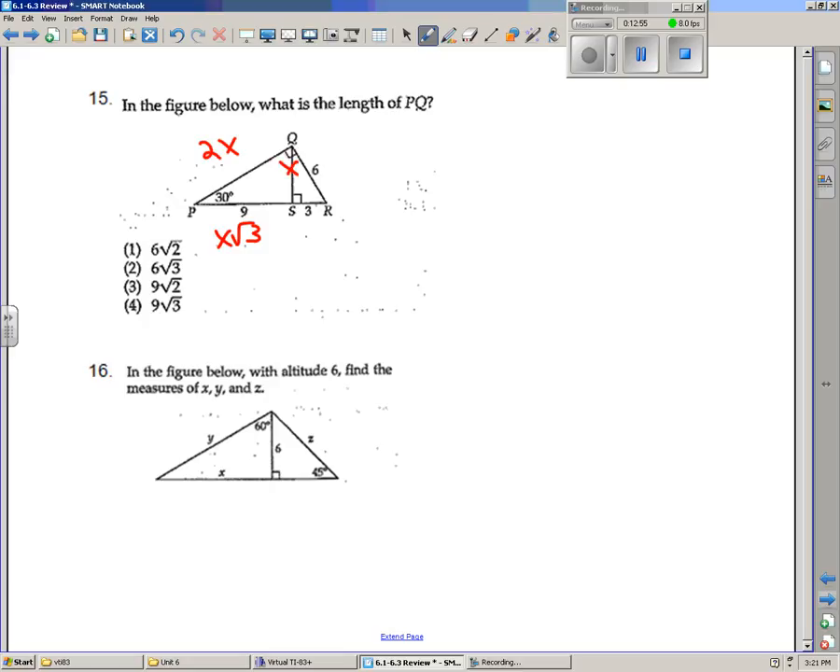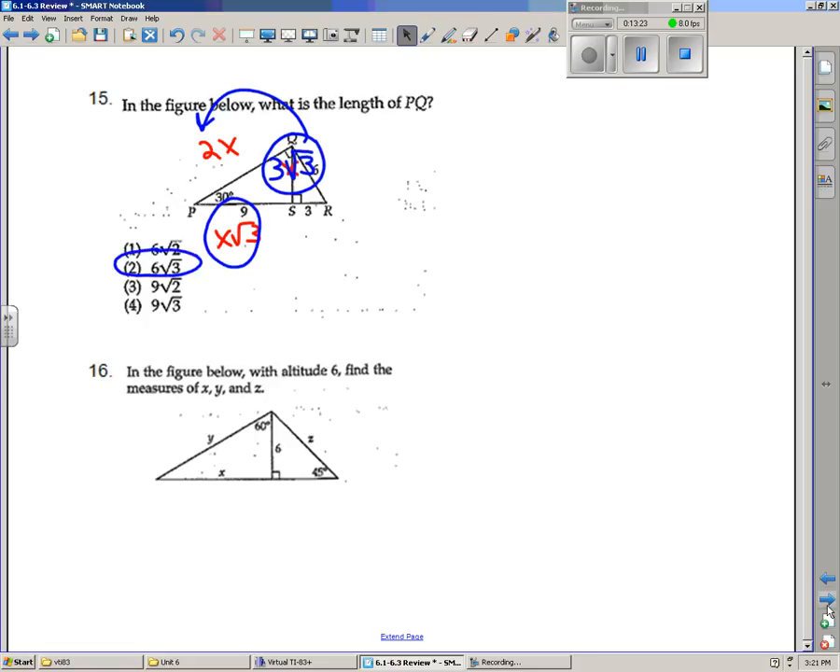They want PQ, so they want us to get to the hypotenuse. So what ends up happening is if 9 is the x rad 3 side, then take 9 divided by 3, multiply by a rad 3, which means this guy right here, the x, becomes 3 rad 3. To get PQ, multiply 3 rad 3 by 2, and that just becomes 6 rad 3.